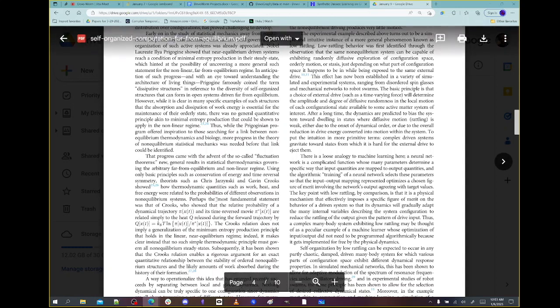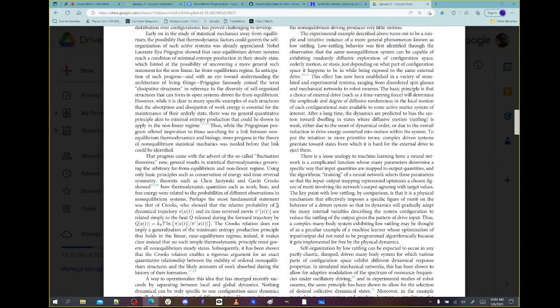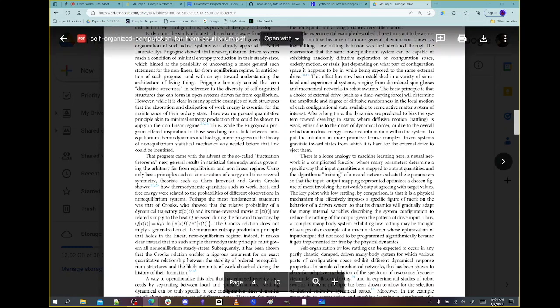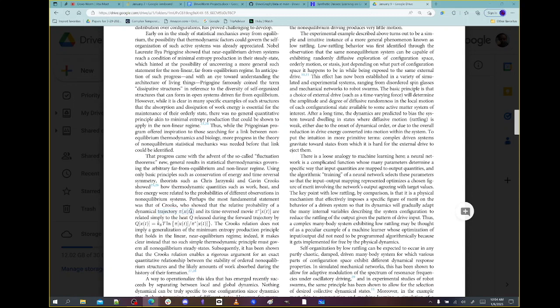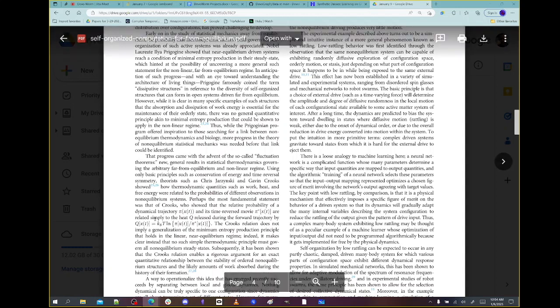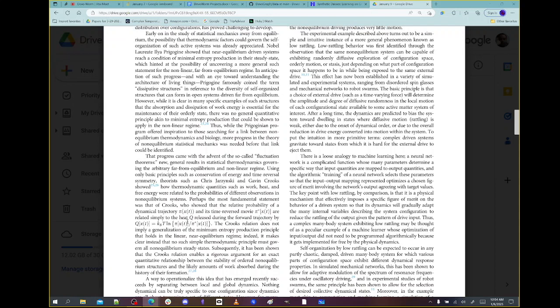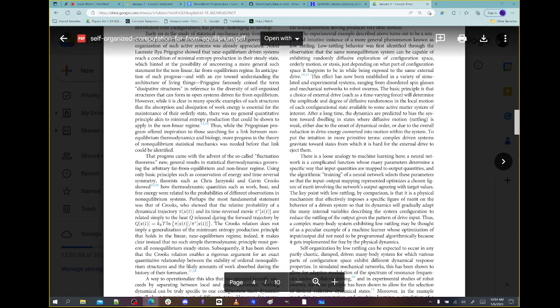Perhaps the most fundamental statement was that of Crooks, who showed that the relative probability of a dynamical trajectory, which is this formula here, and its time-reversed movie, which is basically the inverse of the forward trajectory, are related simply to the heat Q released during the forward trajectory, by this equation here.